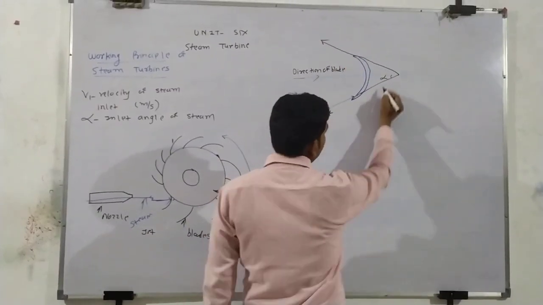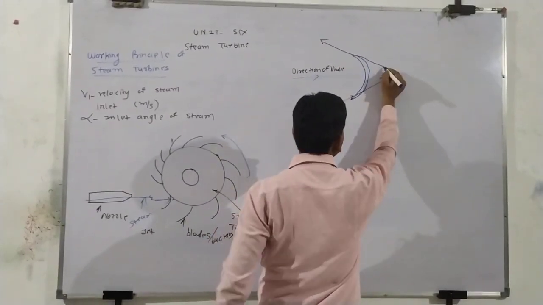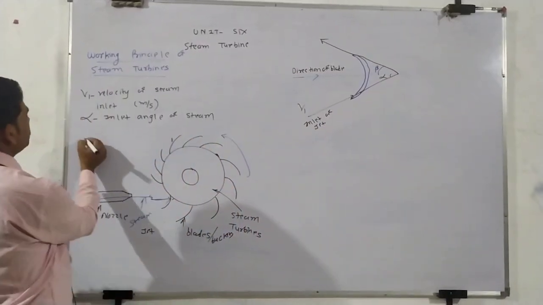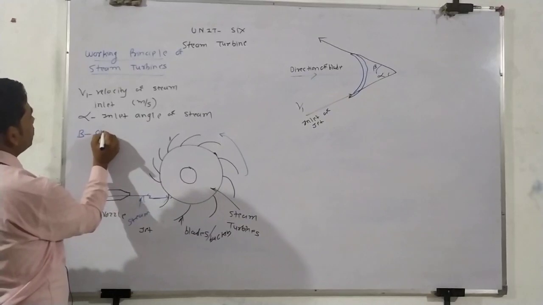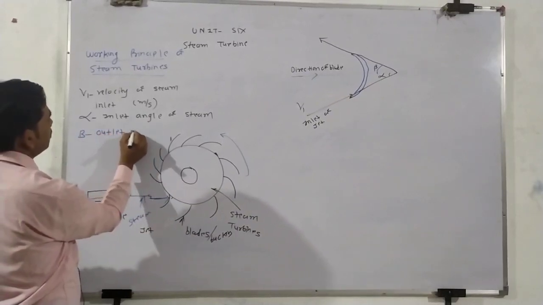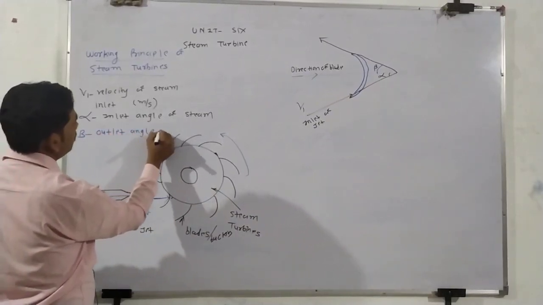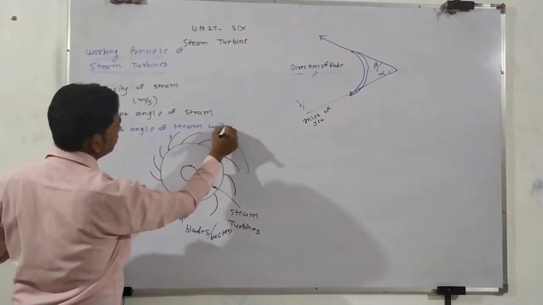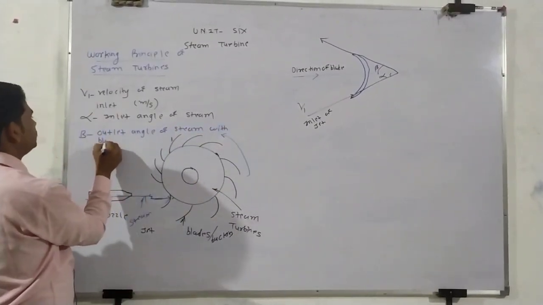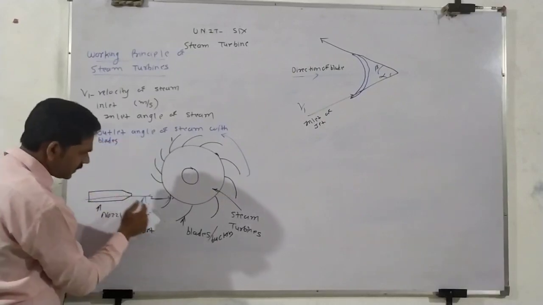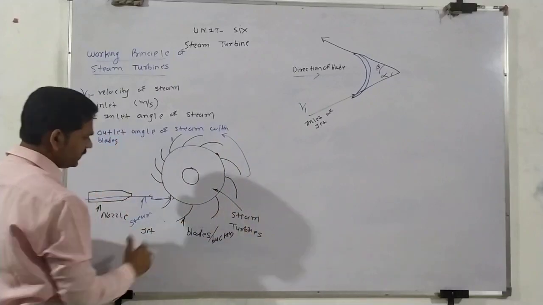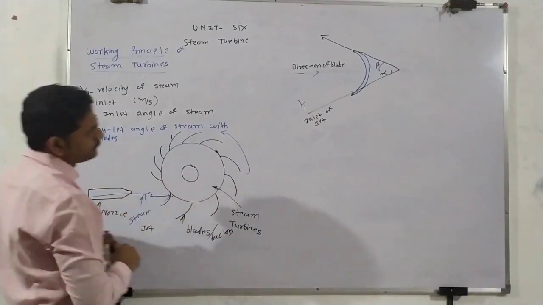Okay, so another angle will be there, the beta angle. Beta is the outlet angle of the steam with the blades. After the striker, there is a casing provided here. There is a bigger casing in the outlet.